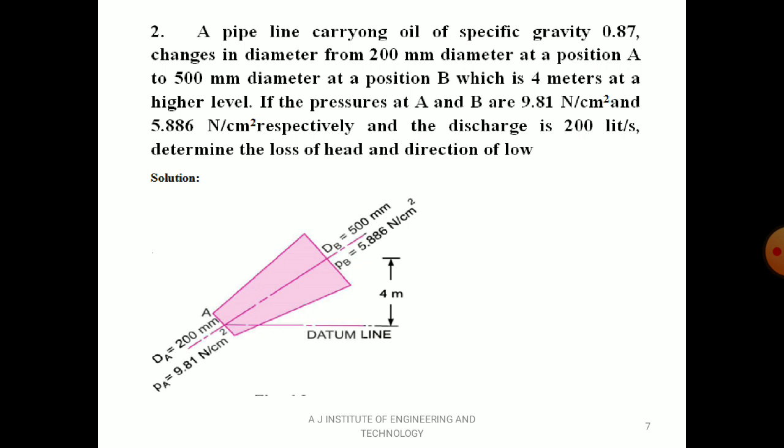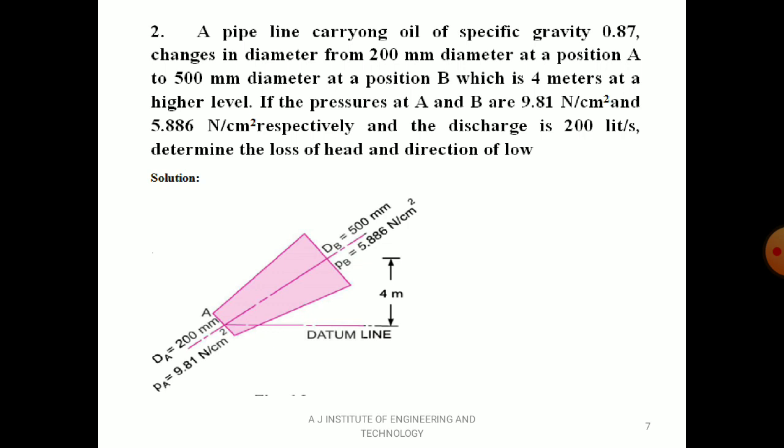So assume the datum passes through point A, so that ZA equal to 0 and ZB equal to 4 meter. The pressures at A and B are given: PA equal to 9.81 Newton per centimeter square and PB equal to 5.886 Newton per centimeter square, and the discharge, or rate of flow Q, is 200 liter per second. Determine the loss of head and direction of flow.